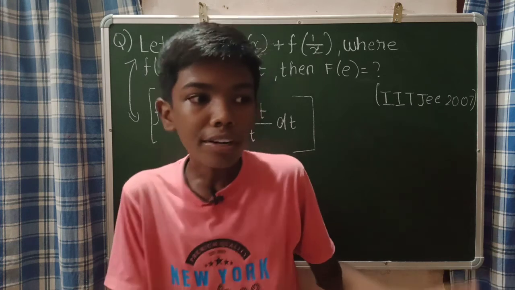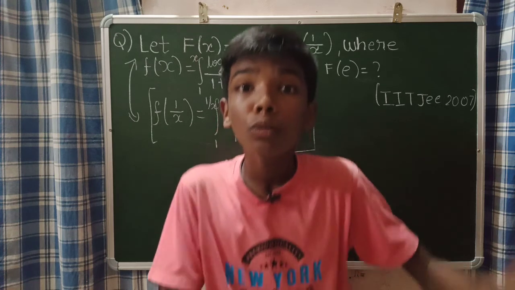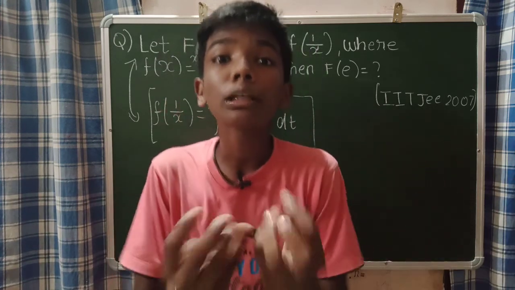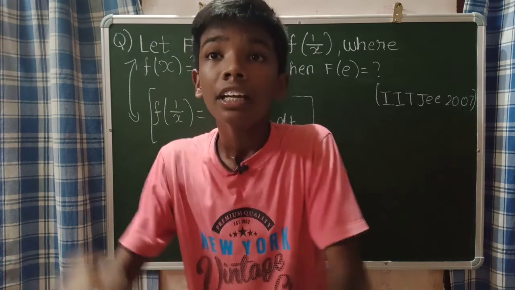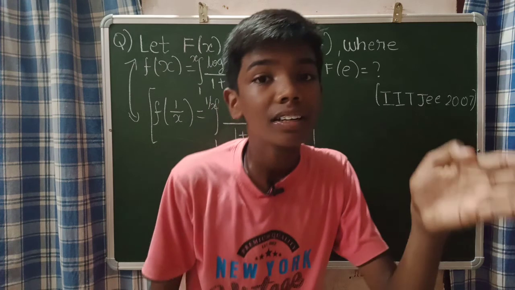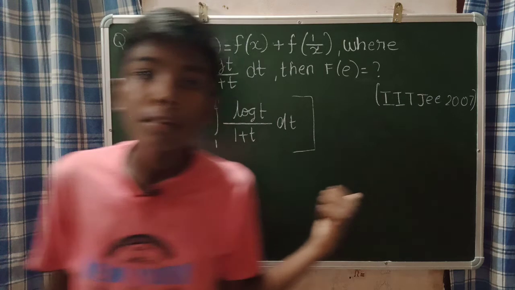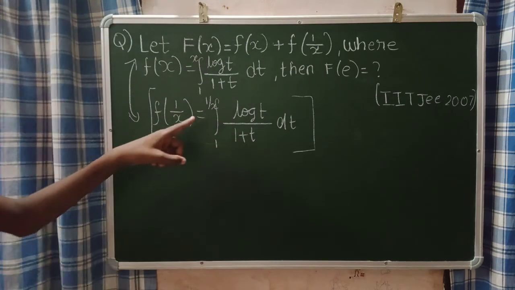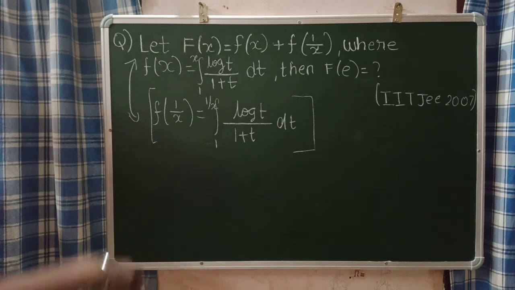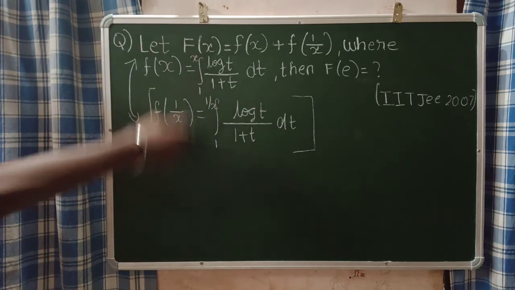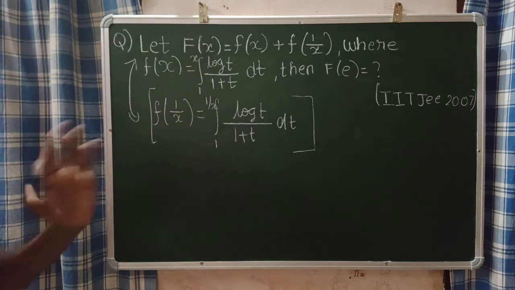Because guys, if you need to change the limits, you can use the substitution method. In the substitution method, you change the limits according to the substituted value. For example, when doing substitution in an integral, you change the limits according to the expression you take for a particular variable. That is called substitution. My main motive is to convert this upper limit 1 by x to x, so that I can add the integrals directly, so I can use substitution.